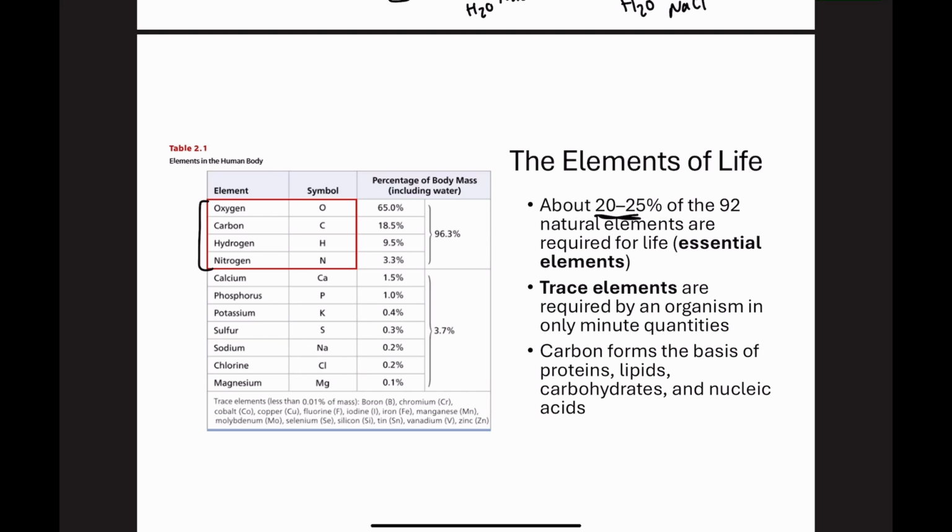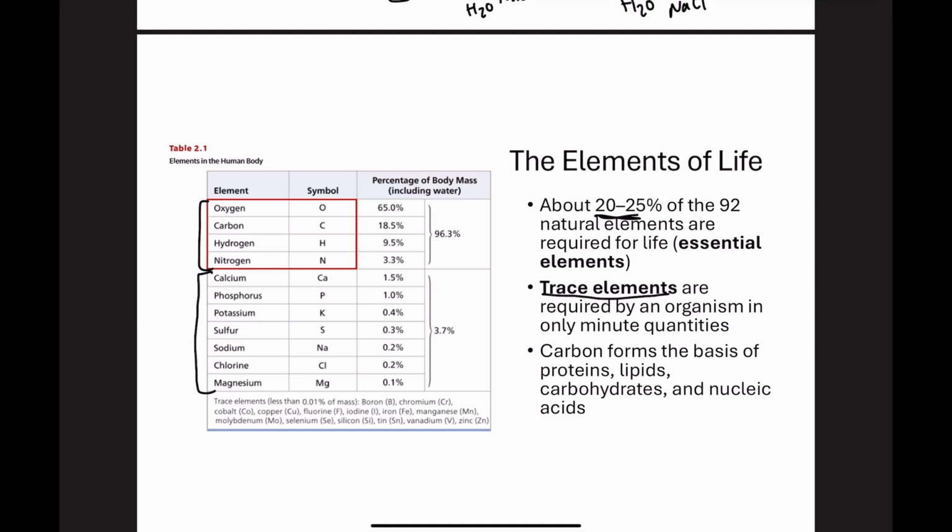We have 7 others that are also necessary to sustain life, even though we only need them in small amounts, and those are called trace elements. And they include calcium, phosphorus, potassium, sulfur, sodium, chlorine, and magnesium. And just because we only need them in small amounts doesn't mean that they're not important.